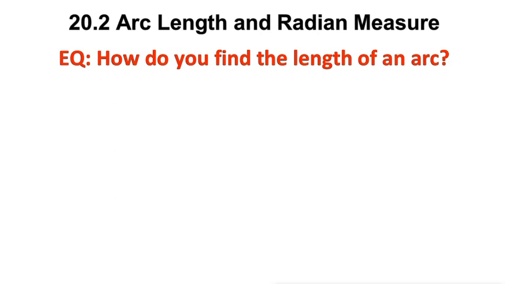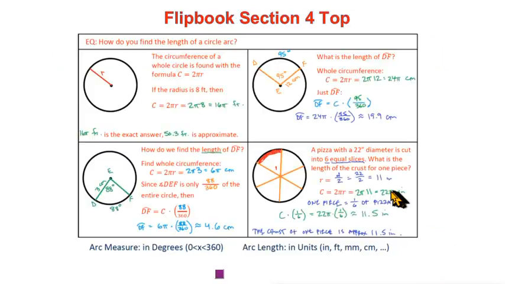So there could be some room you could squeeze in here, but I would just say add these notes to your notebook. So here we go, 20.2, arc length and radian measure, and the essential question is, how do you find the length of an arc? I'm not going to wait for you to write that because you can just pause the video. So I'm assuming you've gotten your essential question written down. Let's go ahead and continue.